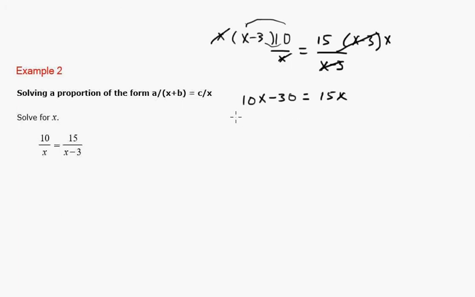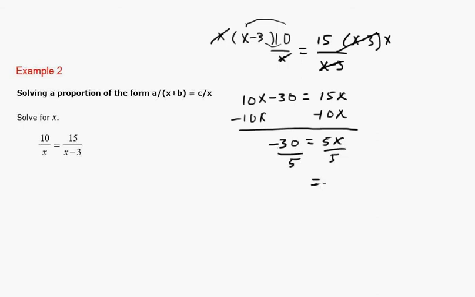Okay, so I'm going to subtract 10x. Either way would work, but I'm going to subtract 10x this way, and I get negative 30 equals 5x. So if you already know it, you know it, but x is going to be negative 6. So that's my answer.